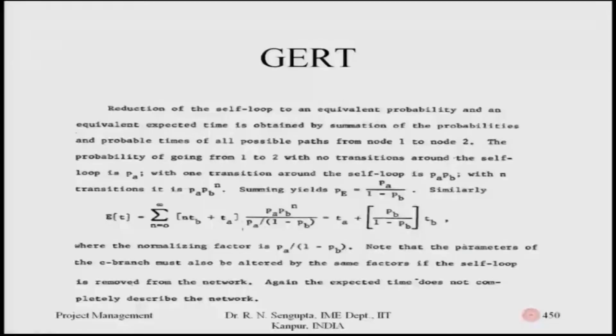So, reduction of the self loop, the third diagram which was there, to an equivalent probability and an equivalent expected time is obtained by summation of the probabilities and the probable times over all possible paths from node 1 to 2. If it is 1 to 3, it will be done accordingly. The probability of going from 1 to 2 with no transition around the self loop is PA. With one transition of the self loop, as they are in series, it will be PA into PB.